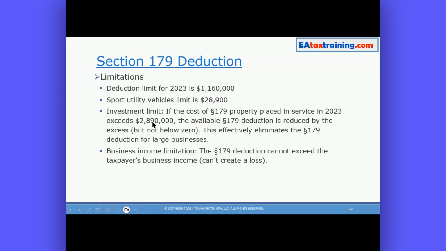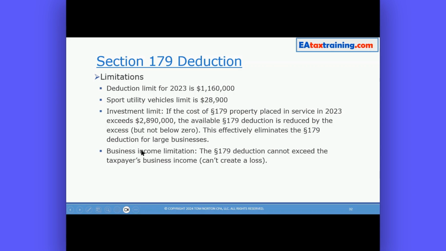You'd have to deduct, let's say 3.5 minus this is about 2.9 million, so $610,000. You'd have to reduce this $1,160,000 by $610,000. So your limit for the year would only be about $500,000, whatever the exact number is. So that's what it means. Any amount over $2,890,000 reduces this $1,160,000. So obviously, if you get up to over 4 point something million dollars, then you're not going to get any Section 179 deduction for that year.